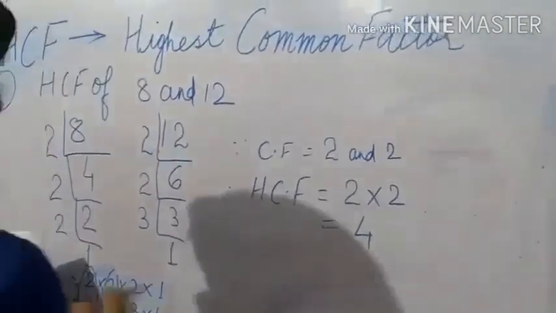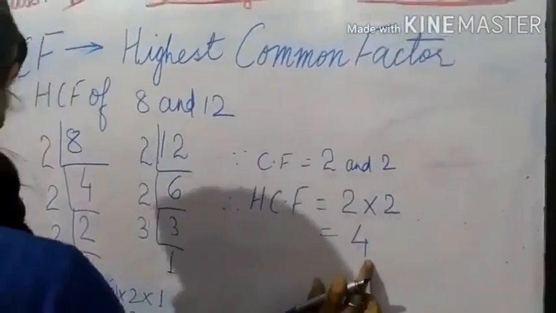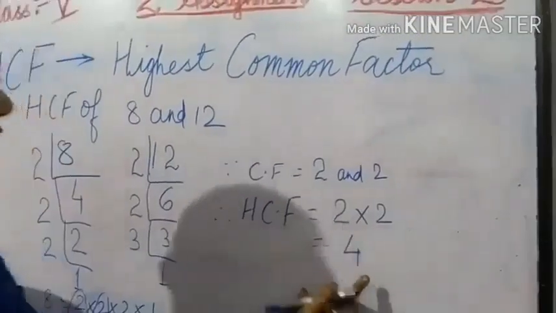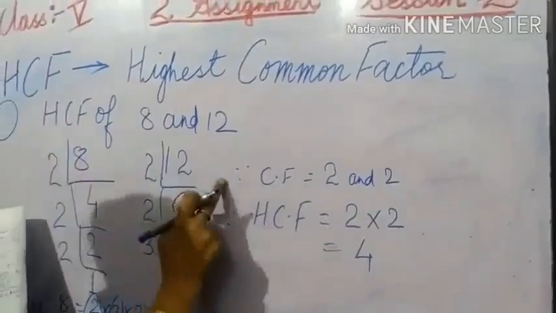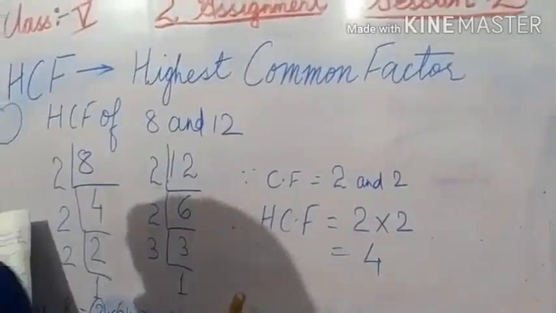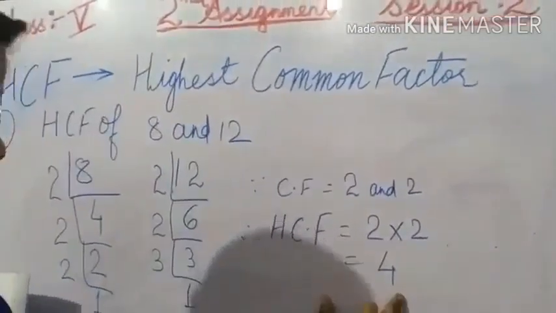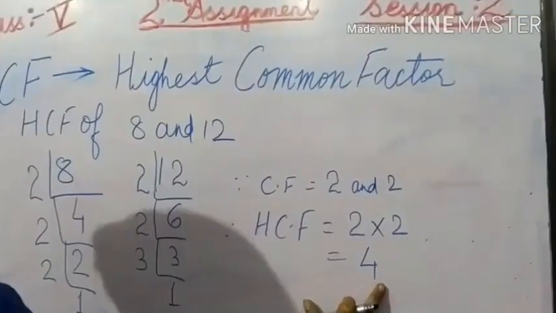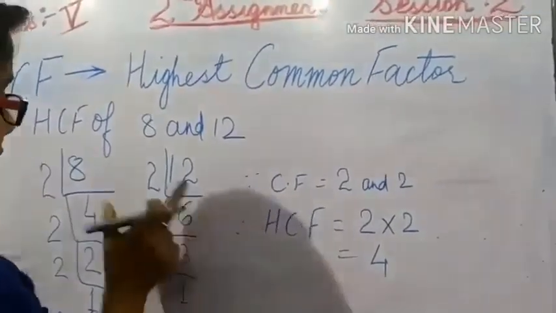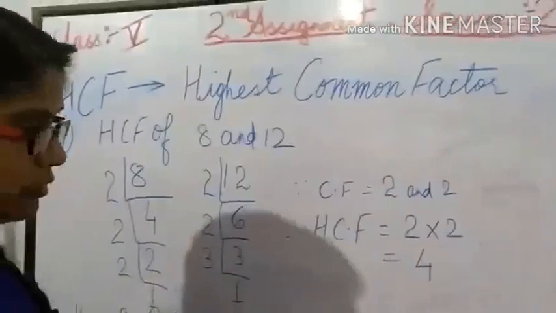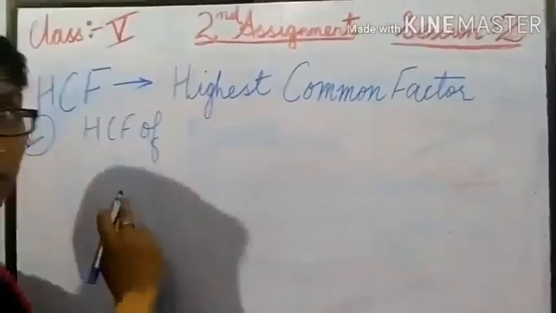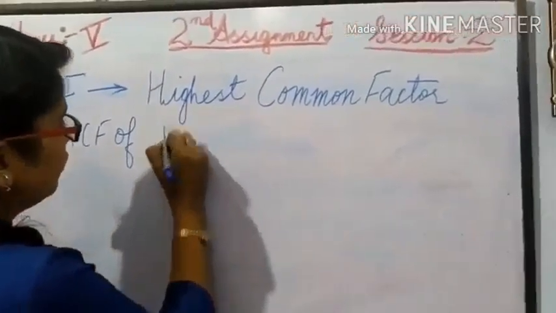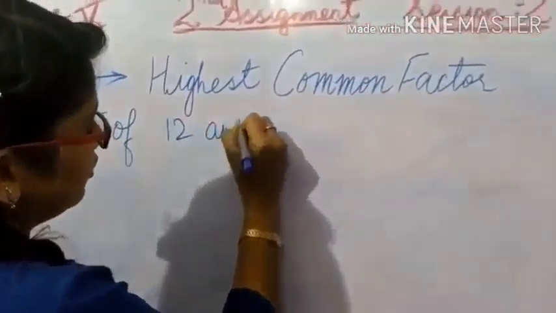Since 4 is the common factor, it means 4 can divide 8 and 12 completely. This is the highest common factor that can divide these two numbers completely. Now the second is the HCF of 12 and 15.